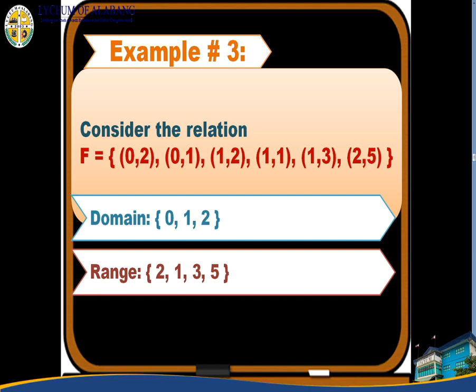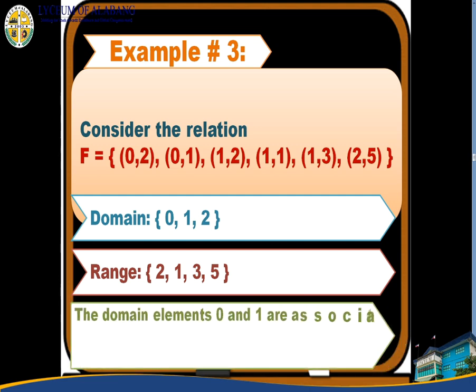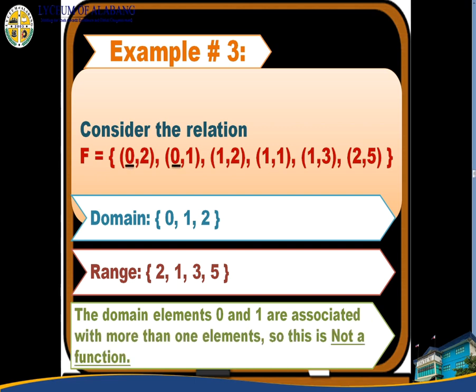Is this relation a function? The domain elements 0 and 1 are associated with more than one element, so this is not a function.